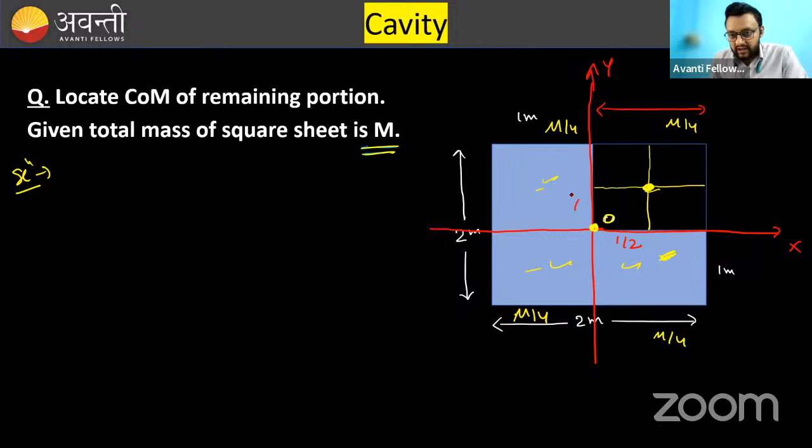This distance is again 1 by 2. What we have done is choose and mark the center of mass of two bodies. One body is the complete disk, the complete square sheet, and the other body is the smaller disk. So this is O, and this point I can name O dash. So now we have two bodies. Have a look at that.